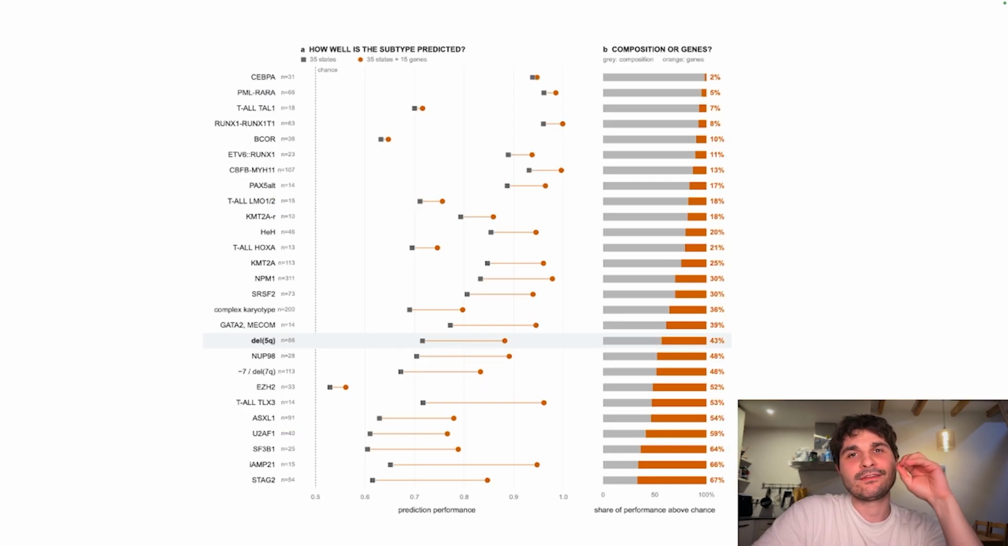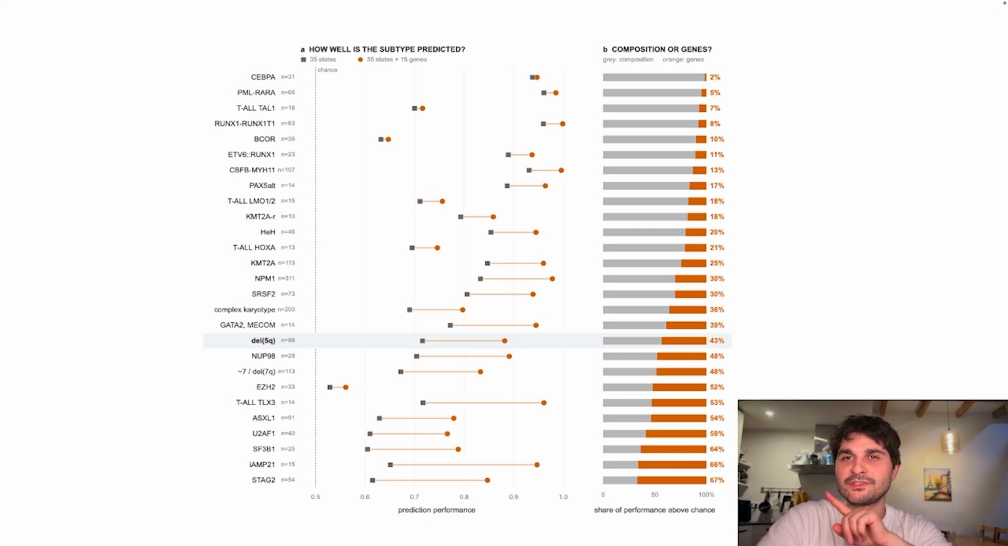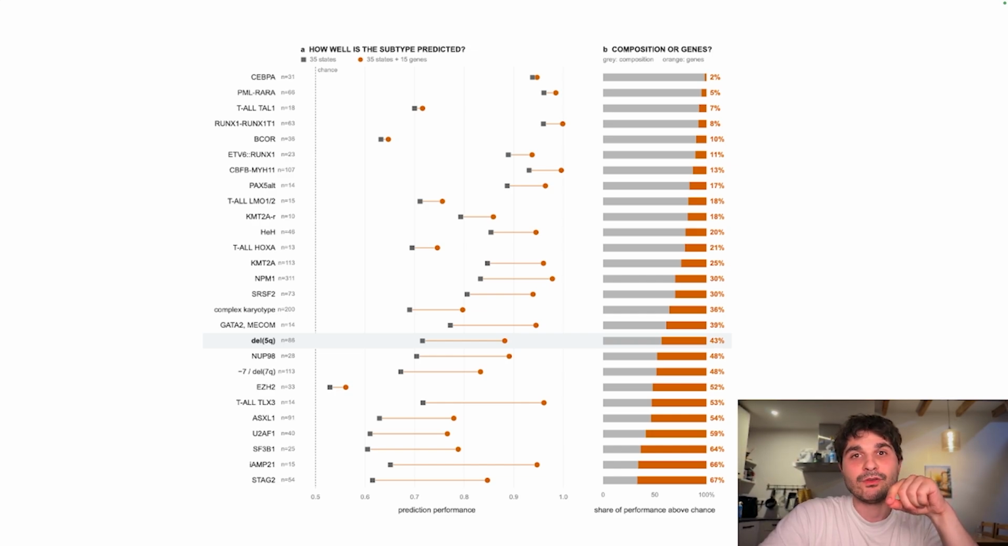And then I trained linear models to see whether I can predict the subtype using these 35 estimated cell compositions. And I trained another model with these 35 cell compositions plus 15 genes that are specific to that subtype, to see if these 15 genes actually add any value to the model as a cell-intrinsic component.